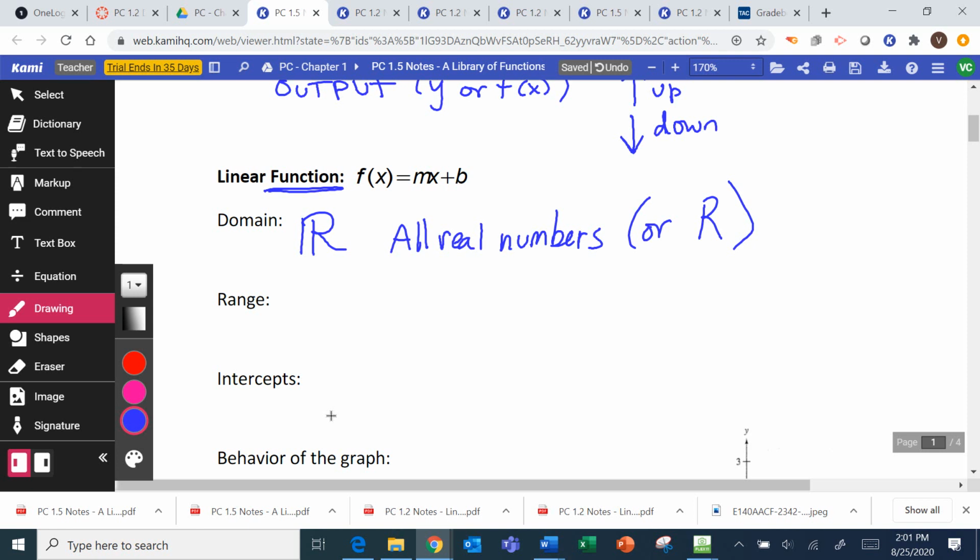But I'll just set up the Canvas answer key that will accept either the words all real numbers or a capital R. That means all real numbers. Range for lines is also all real numbers because they go forever up and down.